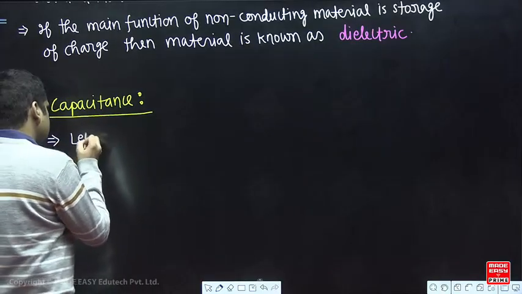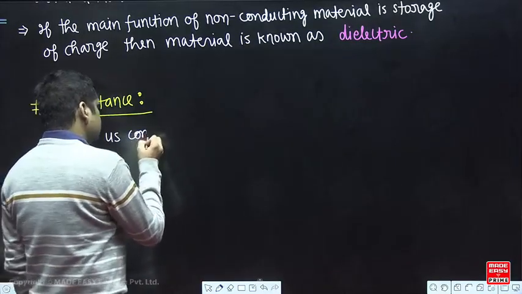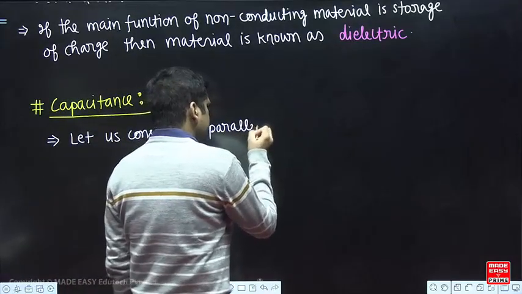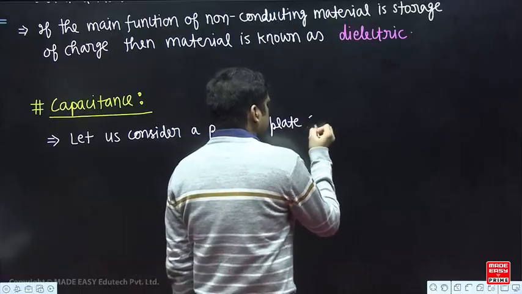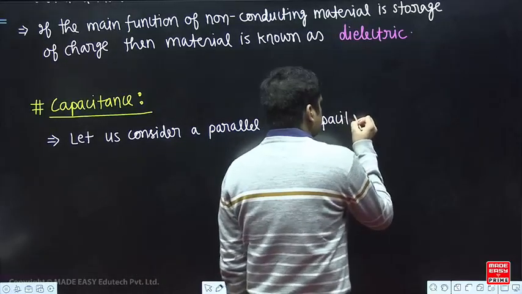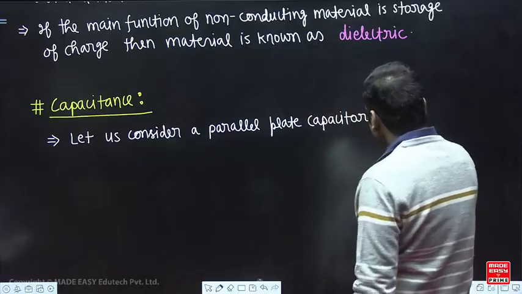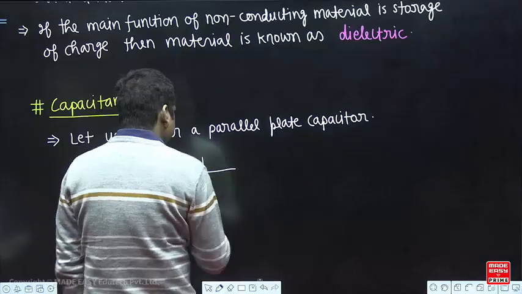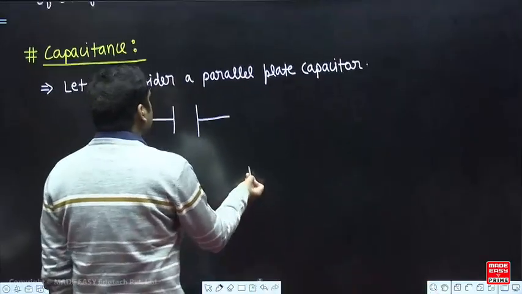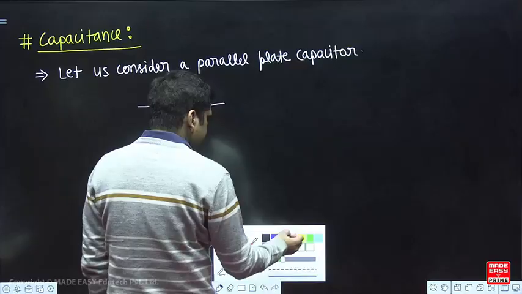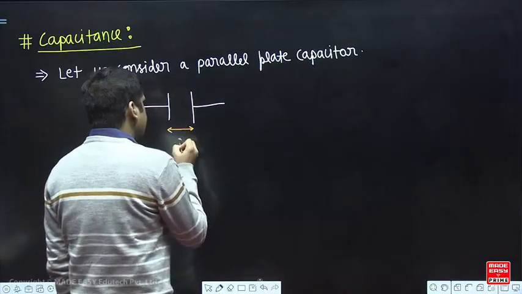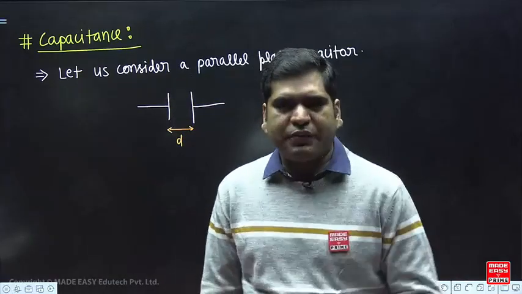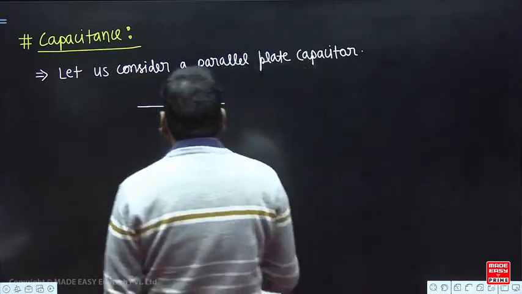Let us consider a parallel plate capacitor. This is our capacitor. I am assuming initially that vacuum is filled between the plates of the capacitor, because we want to see how much the capacitance is enhanced. So we have to take a reference, and initially we are assuming that the reference is vacuum.